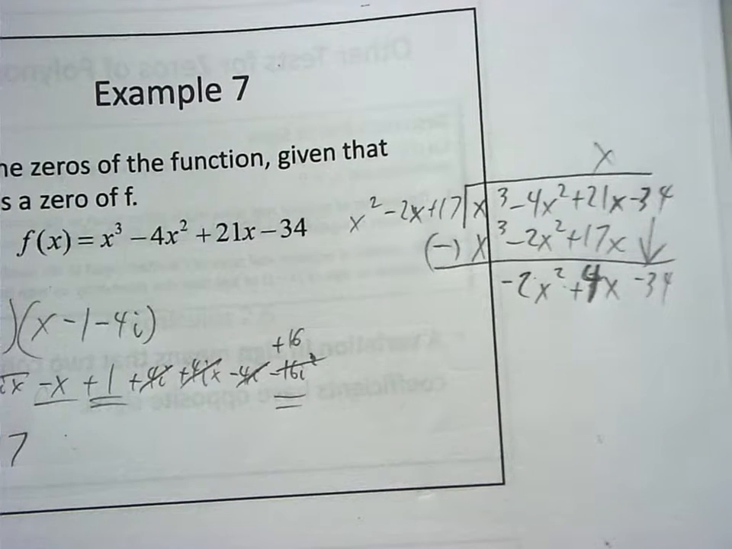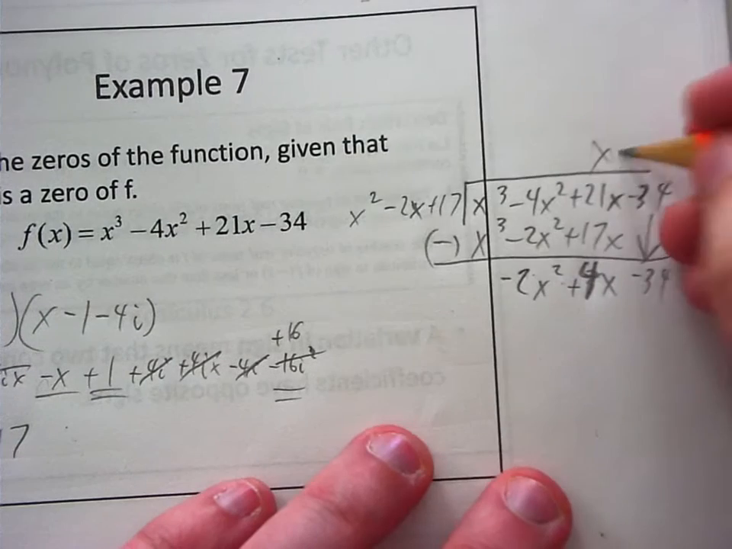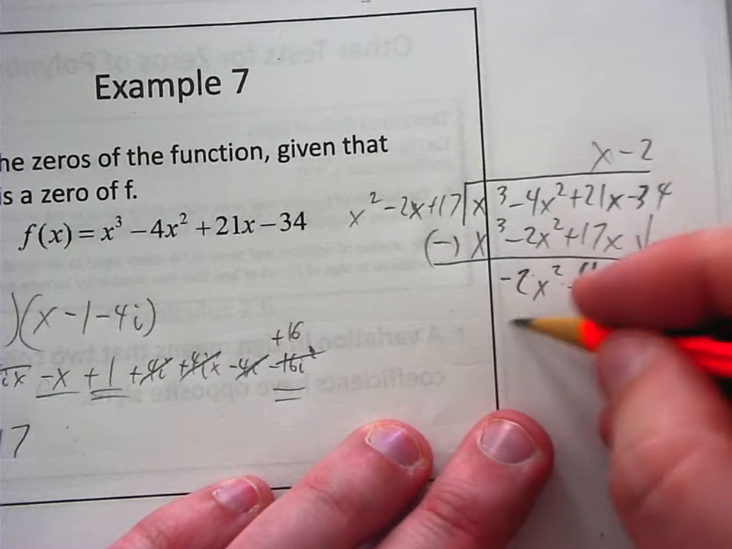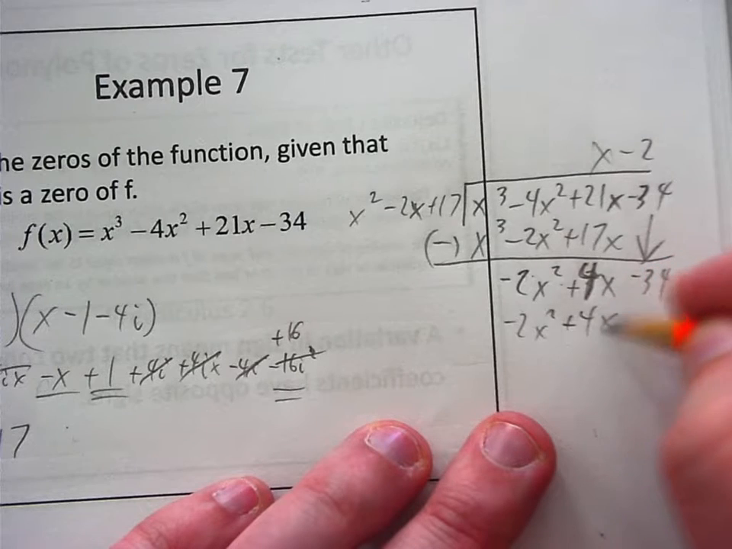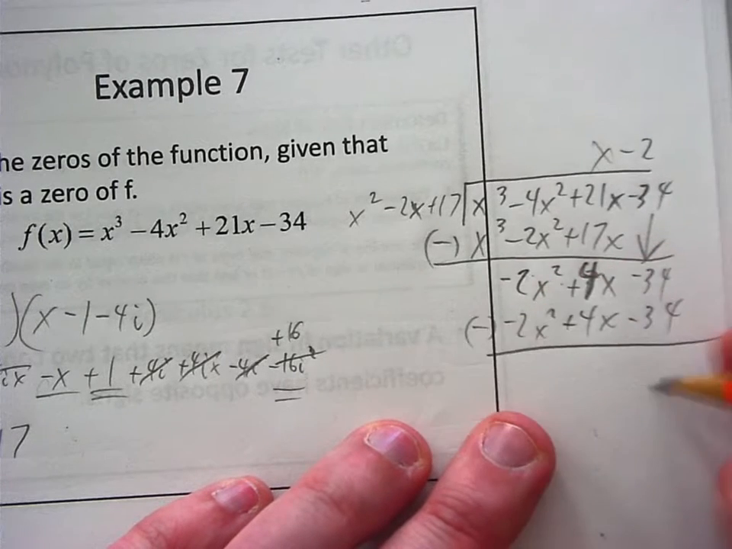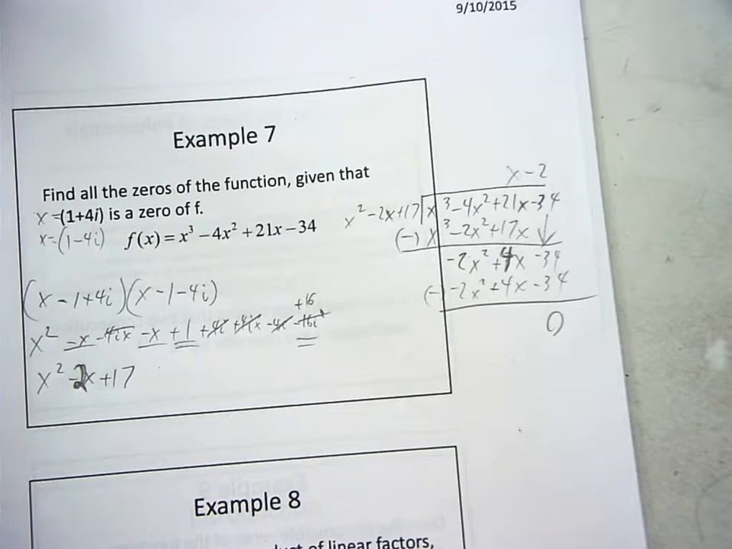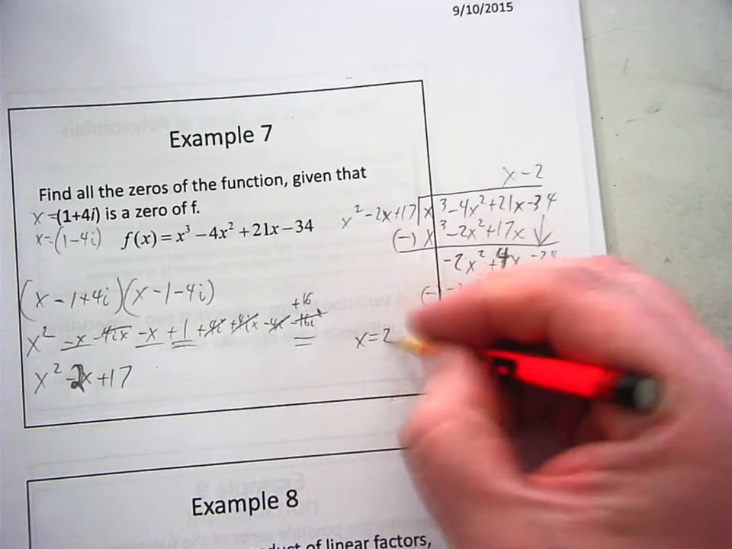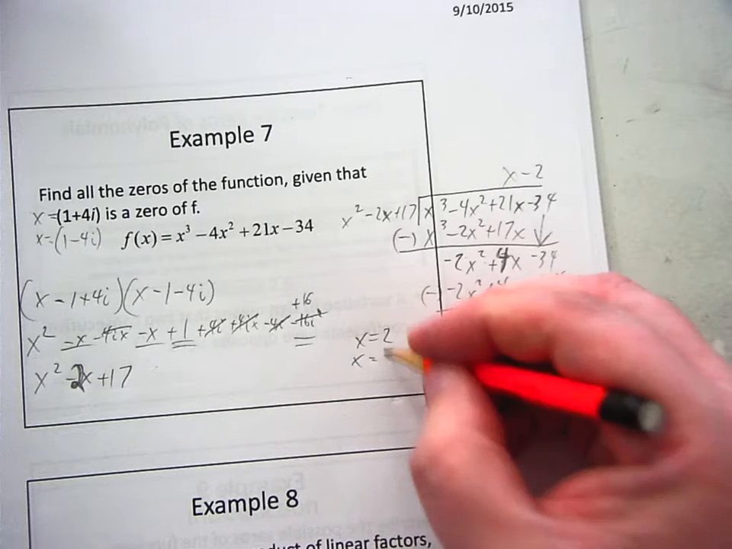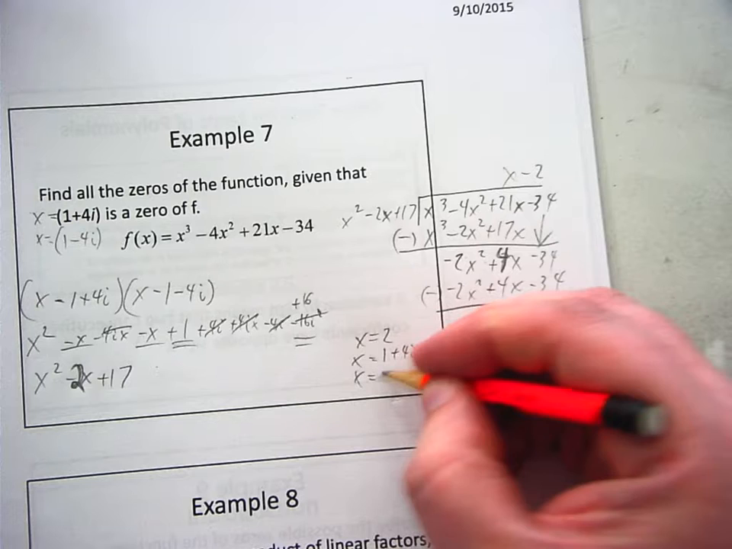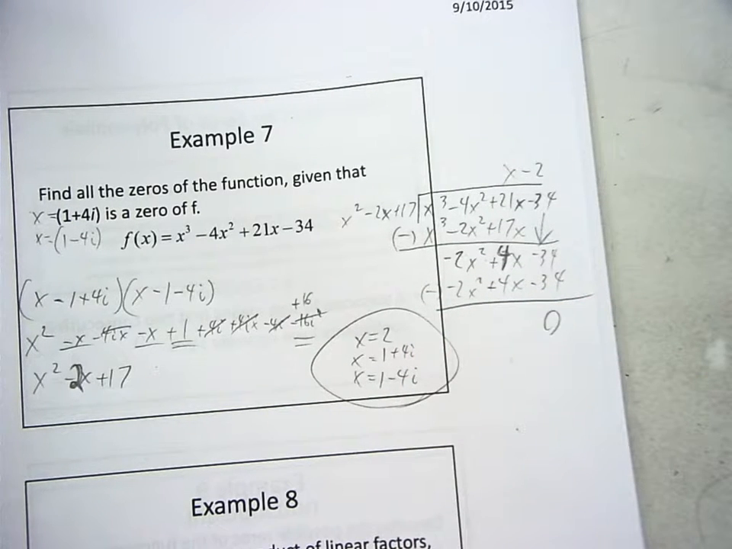So what am I going to multiply that by now? Negative 2. So that gives me negative 2x squared plus 4x minus 34, which conveniently gives you a remainder of 0. So, if I want to find all the zeros of this function, this is what it asks. What are my zeros? 2. X equals 2. What else? And 1 minus 4i. Like I said, if you like the synthetic version better, go ahead and do that. But you've got to keep track of the i's all along there too. Questions on that one?